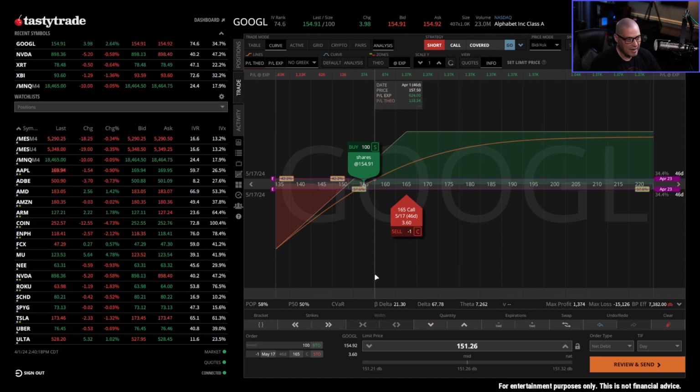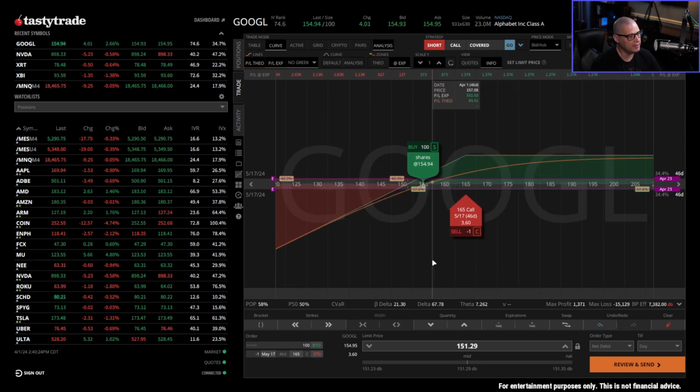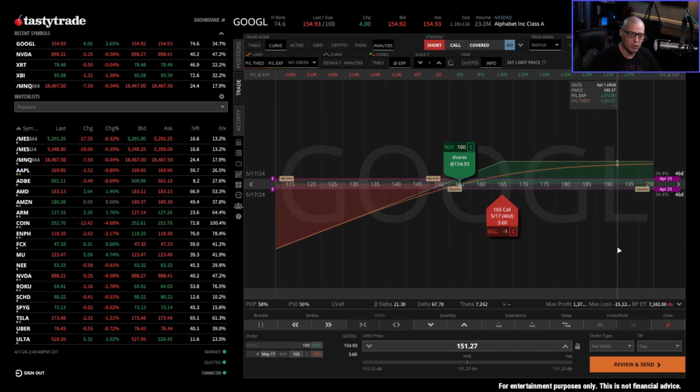So our maximum reward is the credit received, and our maximum loss is, again, the stock going all the way to zero, because these long shares, the 100 shares of stock, that is really dangerous. And these things have the potential to lose a ton of money if the underlying stock collapses and goes all the way to zero.